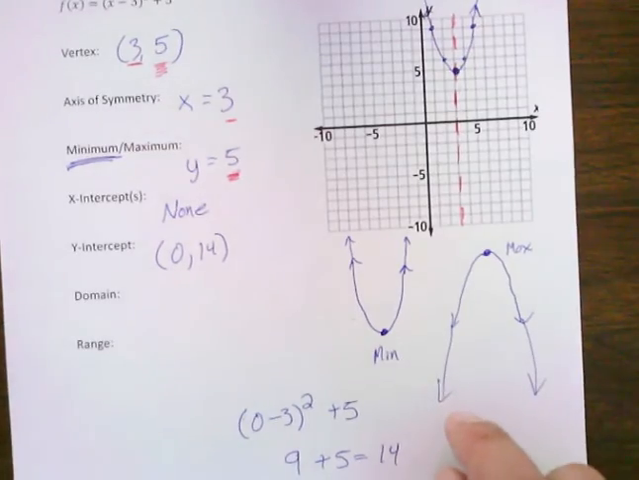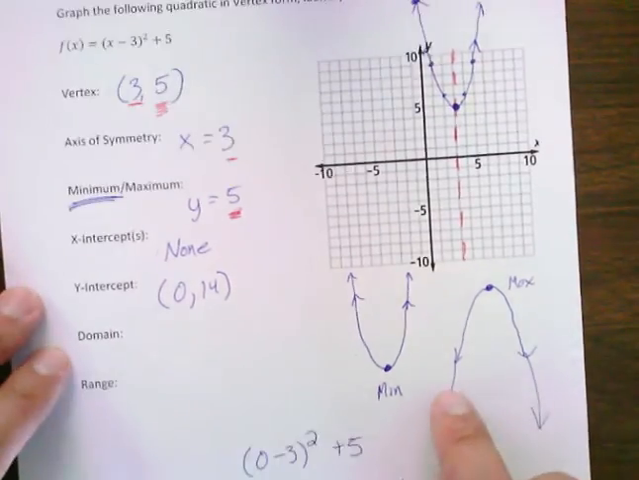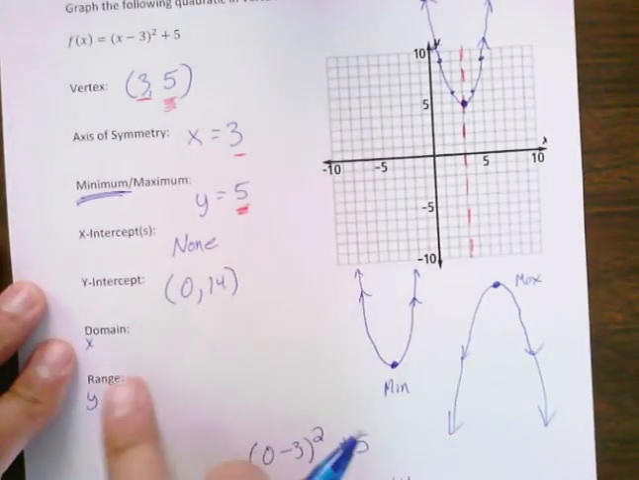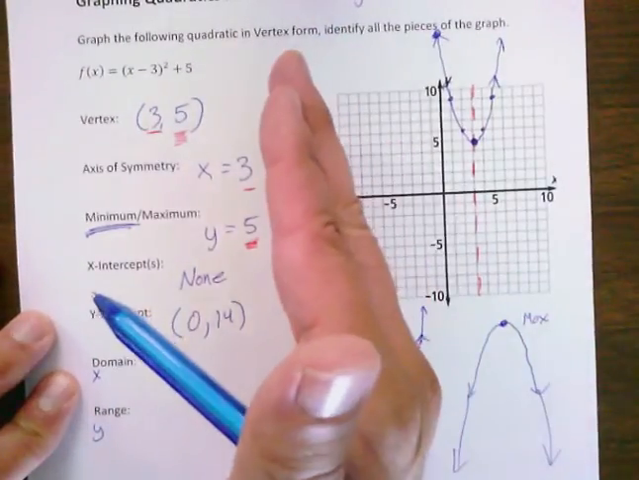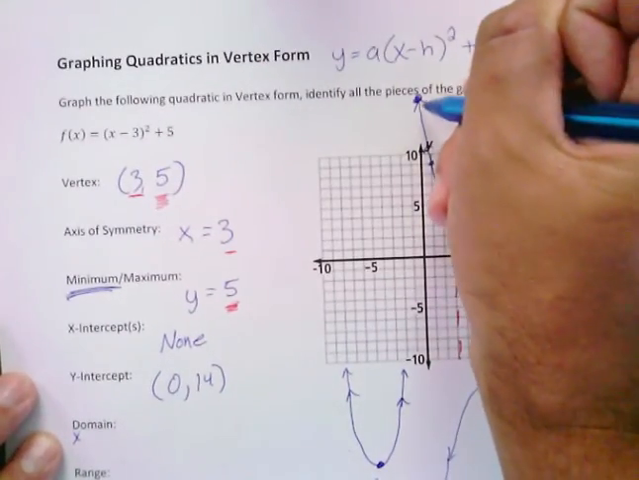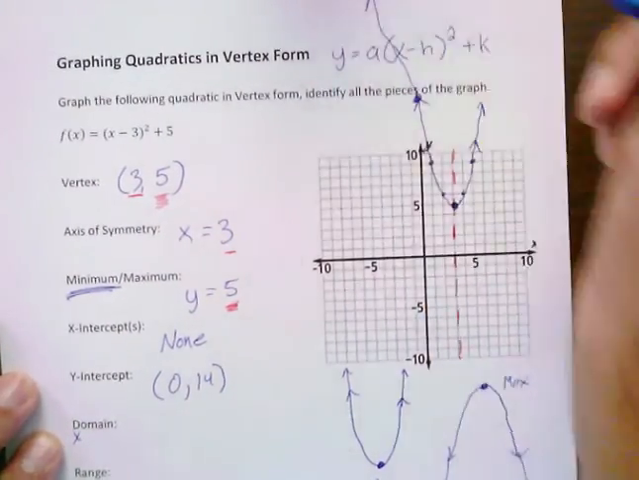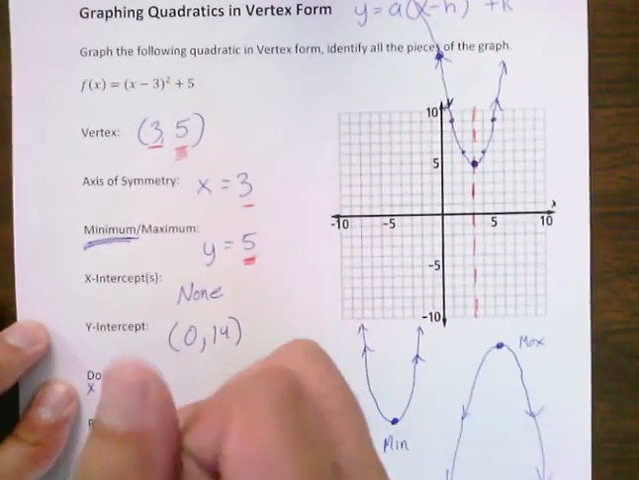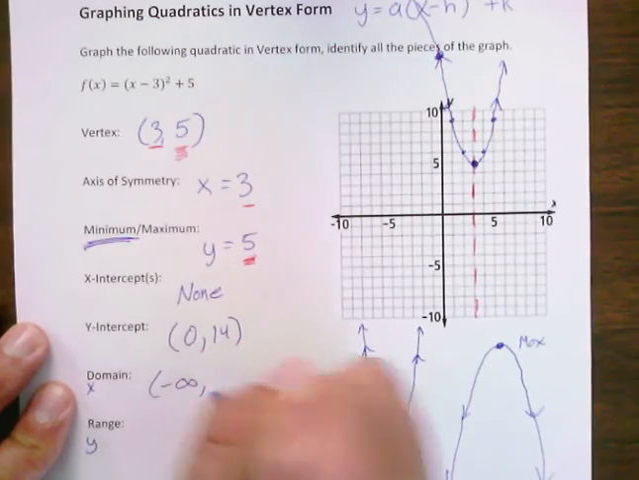Finally, we have domain and range. That is not going away. Domain has to do with x values, range has to do with y values. So with the domain, we're talking about the leftmost point versus the rightmost point. The leftmost point is, even though this graph is going up, it is continuing to go to the left, to the left, to the left. So the lowest to the left we can go is actually going to be negative infinity.